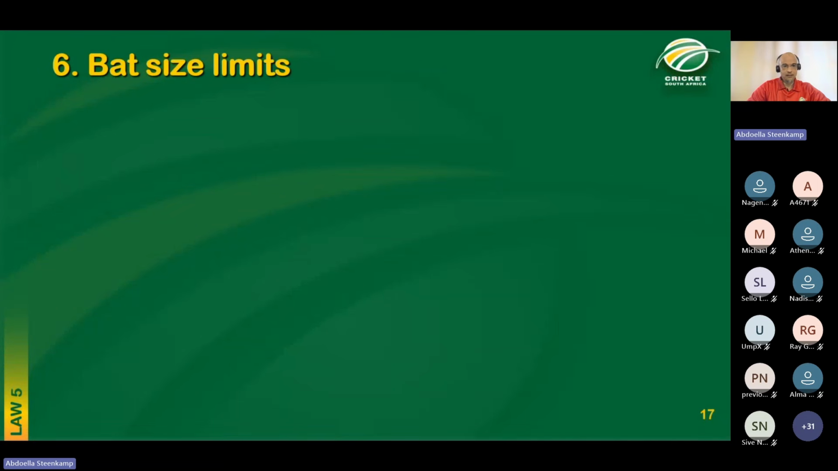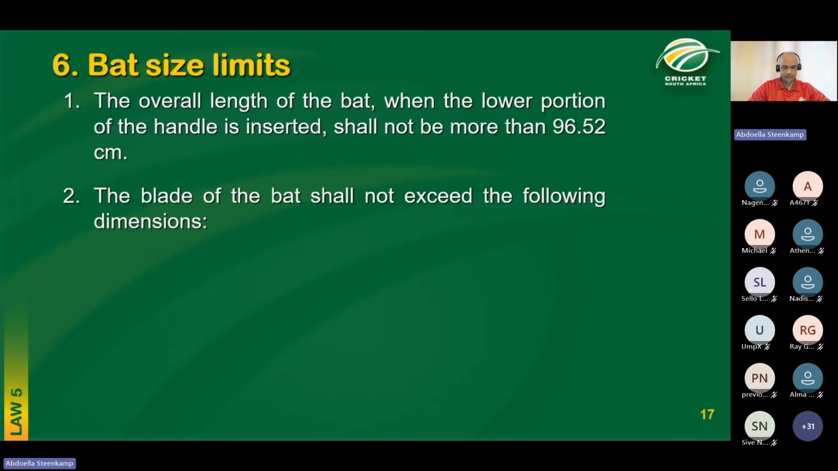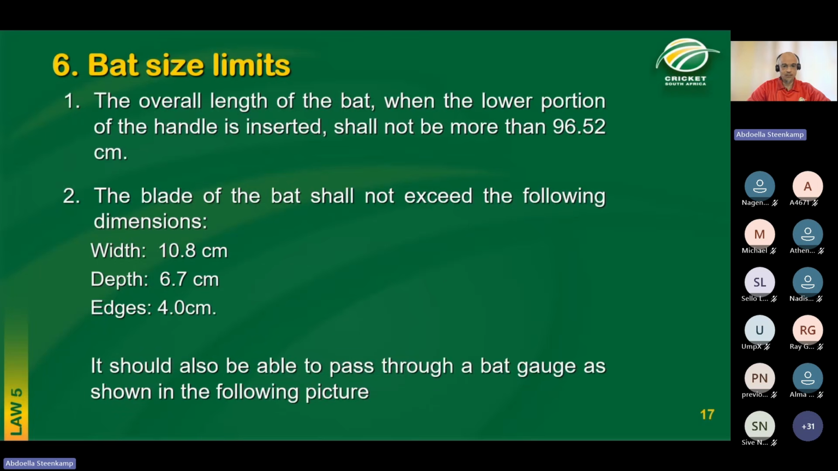When it comes to the bat and the sizes, let's start with the overall length of the bat, not more than 96.52 centimeters. It can be less, but in terms of the overall length, and that includes the handle and the blade, not more than 96.52 centimeters. We also have dimensions for the blade of the bat, and they shall not be more than, when it comes to the width, 10.8 centimeters, the depth 6.7 centimeters, and lastly, the edges not more than 4 centimeters.